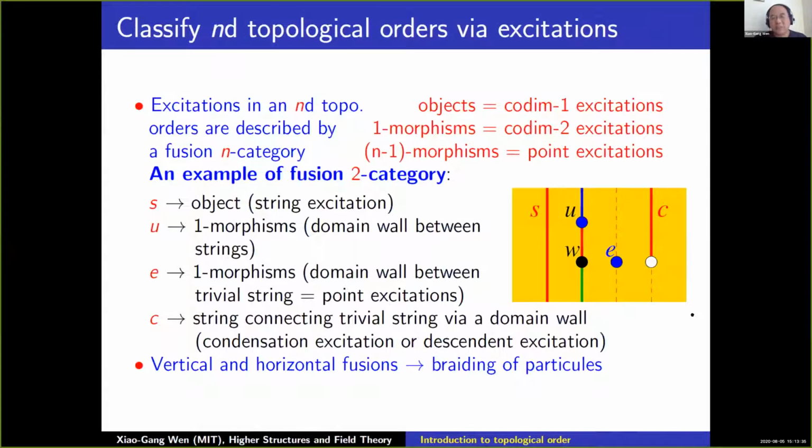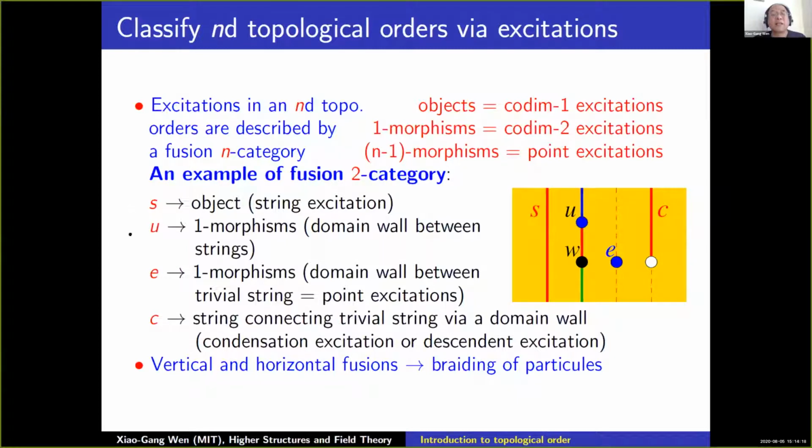So then we can apply this idea to higher dimensions. In higher dimensions, we can also think about classifying topological order by classifying their excitations. But in higher dimensions, the excitations are described by so-called fusion n-categories, which are higher categories. This fusion n-category actually is the following. The object in the fusion n-category corresponds to a codimension-one excitation. So here's a two-dimensional example. This string is the object. So that's a fusion 2-category. String is the object.